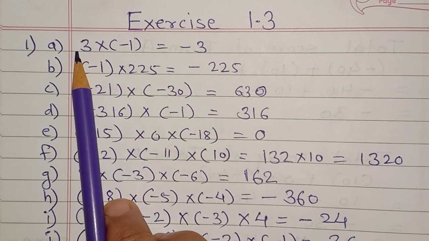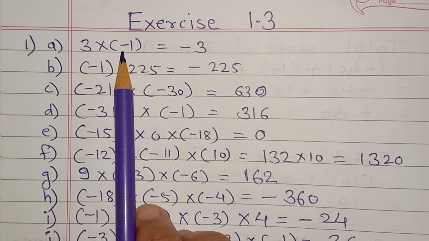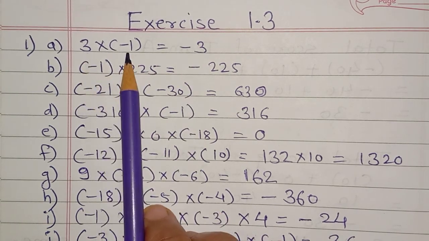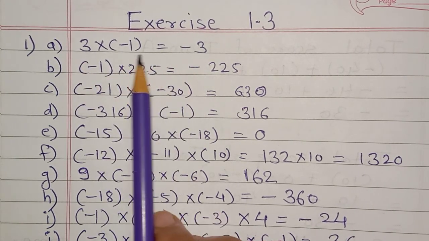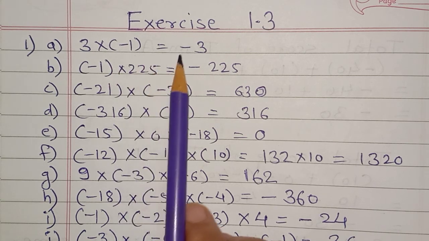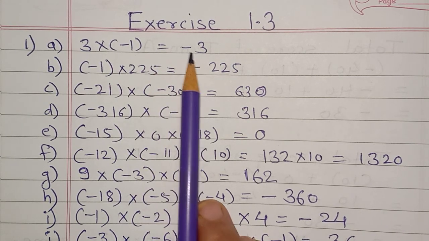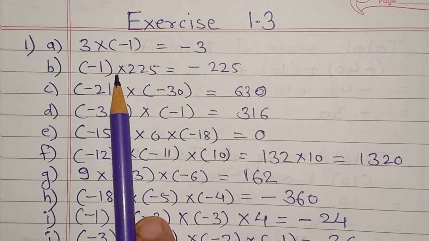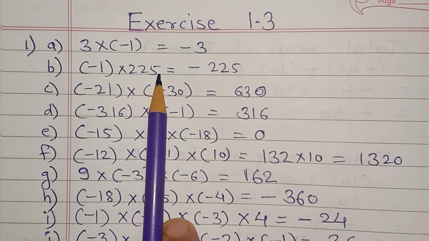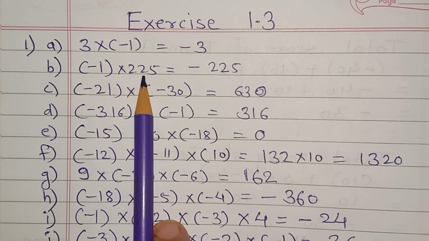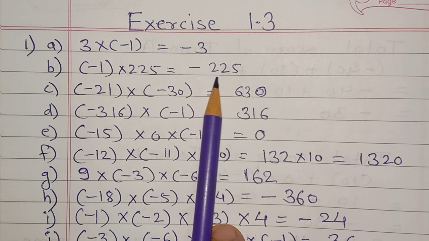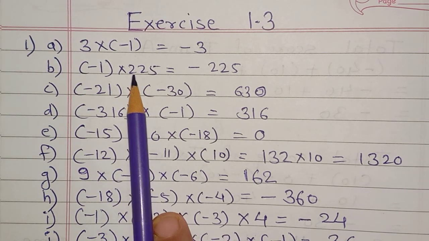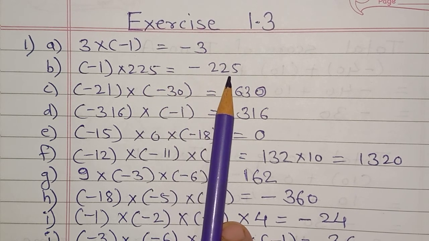When one number is positive and the other number is negative, the multiplication answer is always negative. So 3 into 1 is 3, and since one number is negative, the sign will be negative. So the answer is minus 3. Again, minus 1 into 225. Any number multiplied by 1, the answer is the same. So the answer is 225. Since one number is negative and the other is positive, the answer is minus 225.